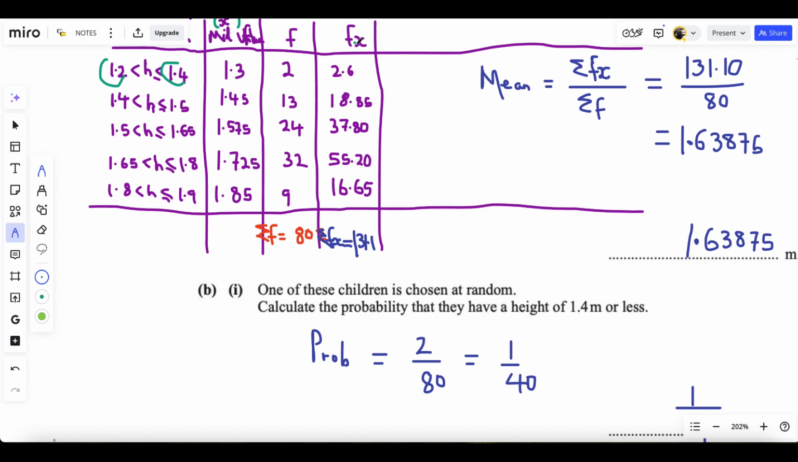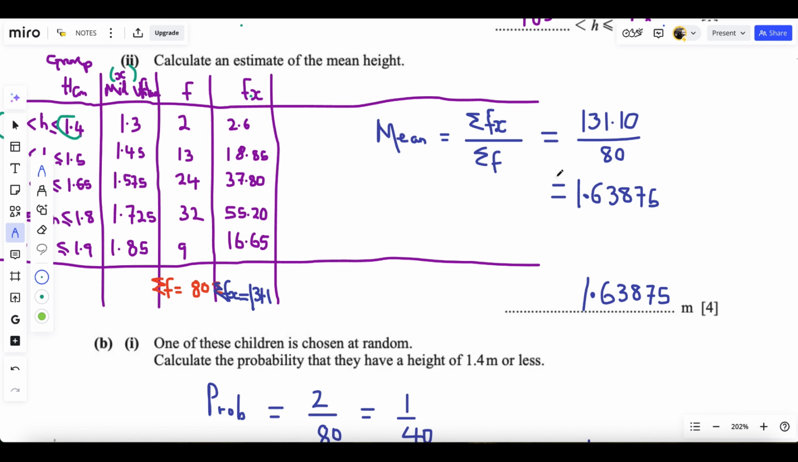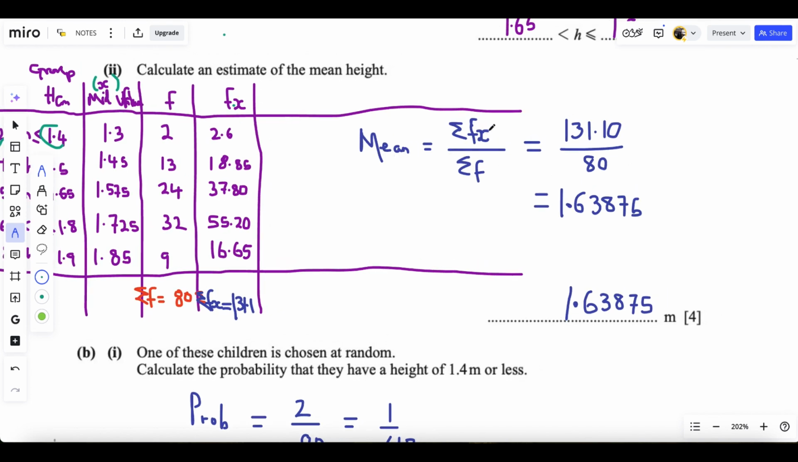Now we find the sum of the f of x. You add 2.6 plus 80.86 plus 7.8 plus 55.20 plus 60.0, you get 131.1. Now the mean, to calculate the estimate mean, the mean is sigma f of x. That means the sum of all of this vertical column divided by the sum of the frequency column. The sum of f of x divided by the sum of f. This is equals to 131.10 divided by 80. You get the mean to be 1.63875.